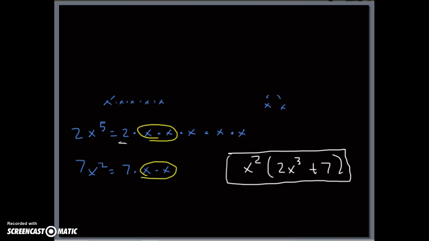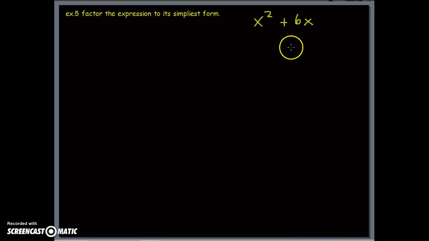Now for the last example for today, our expression is x squared plus 6x. So let's go ahead and create the prime factor tree for x squared. So x squared, we know, is just x times x. There's no coefficient here. And then for 6x, we've got 6 times x, and for 6 we've got 2 times 3.